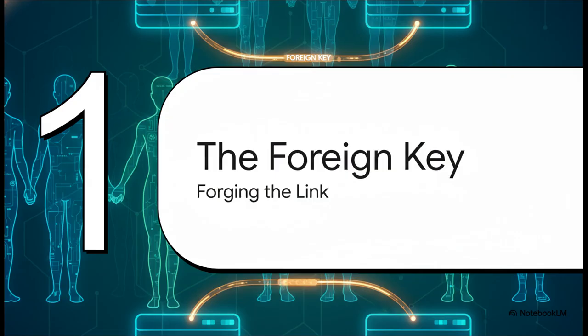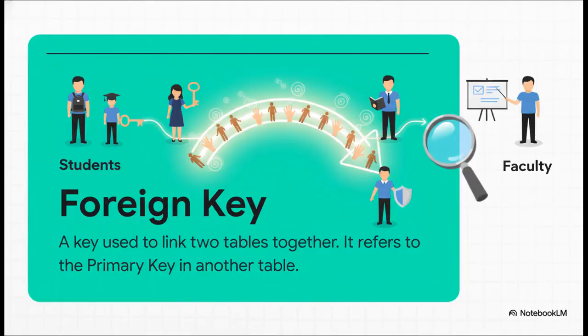And we do that using a really powerful database feature called a foreign key. So what is it? Well, essentially, a foreign key in our students table points directly to the primary key in the faculty table. It's literally the bridge that connects our separate islands of data, turning two simple lists into a single, connected, and relational system.